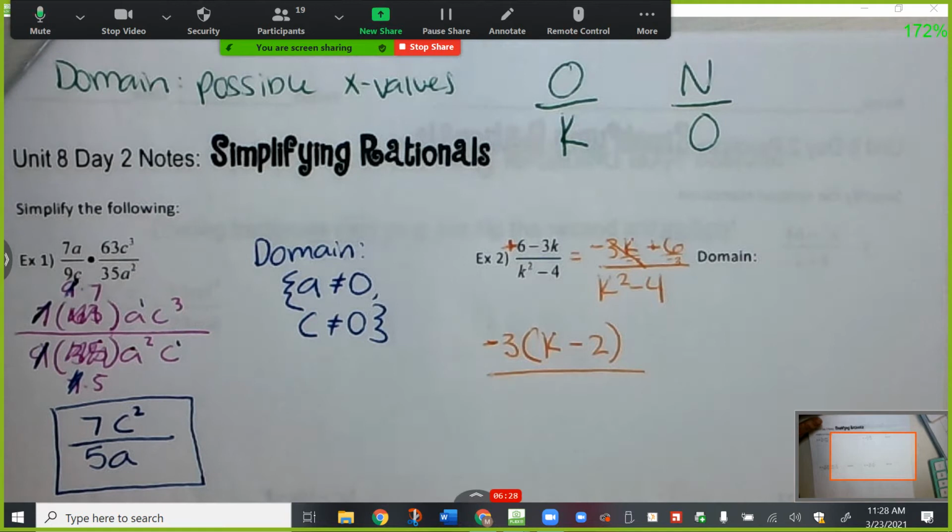Now, does the bottom have a GCF? No. So how can I factor the bottom? Can the bottom be factored?